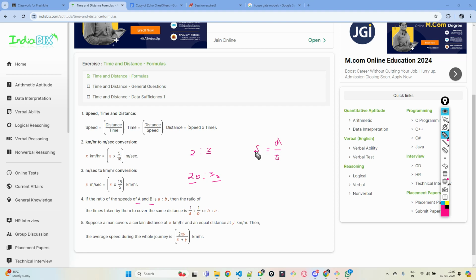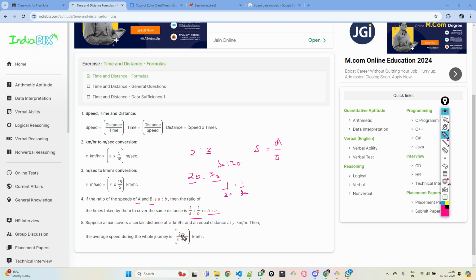So if speed is 20 is to 30, then time will be 1 by 20 is to 1 by 30. The ratio will be the opposite, B is to A. So the ratio of time will be 30 is to 20.